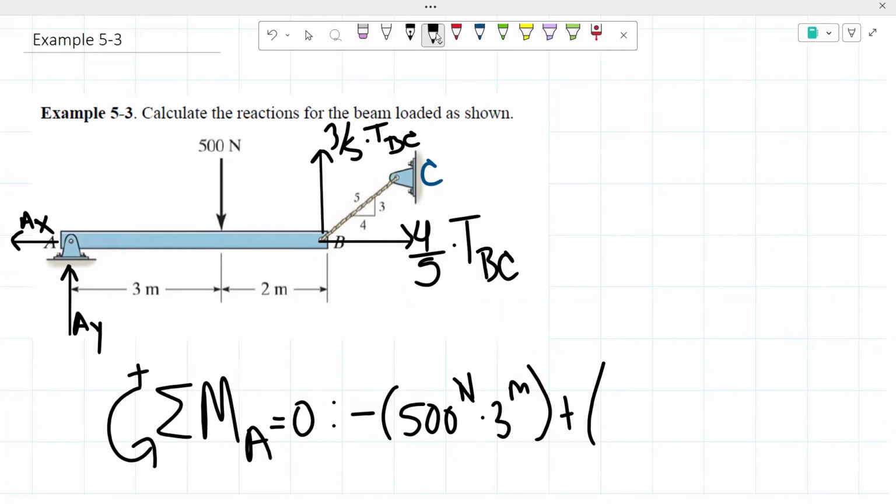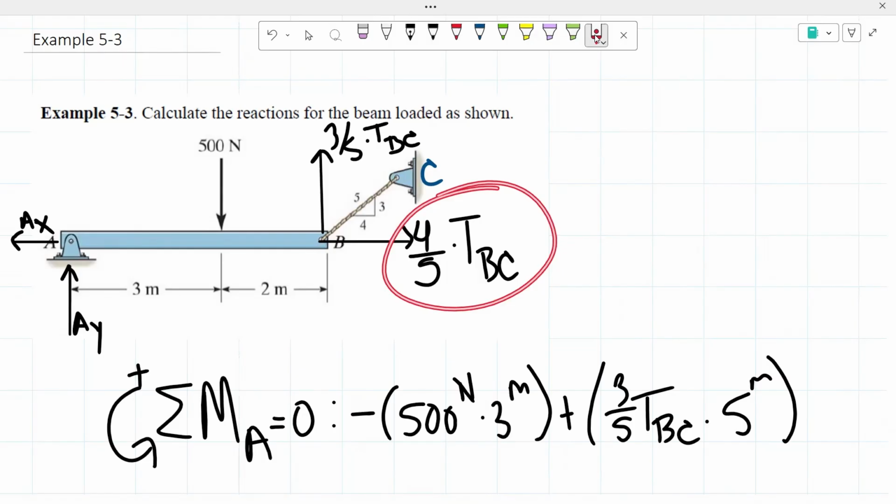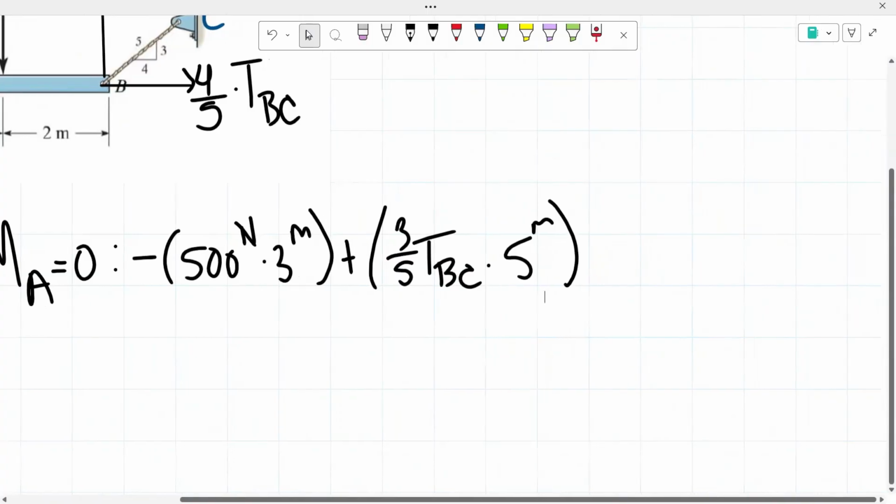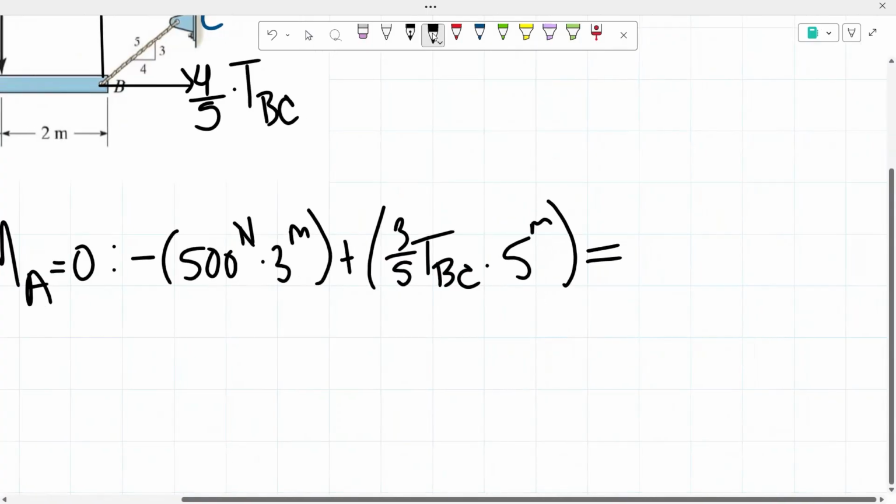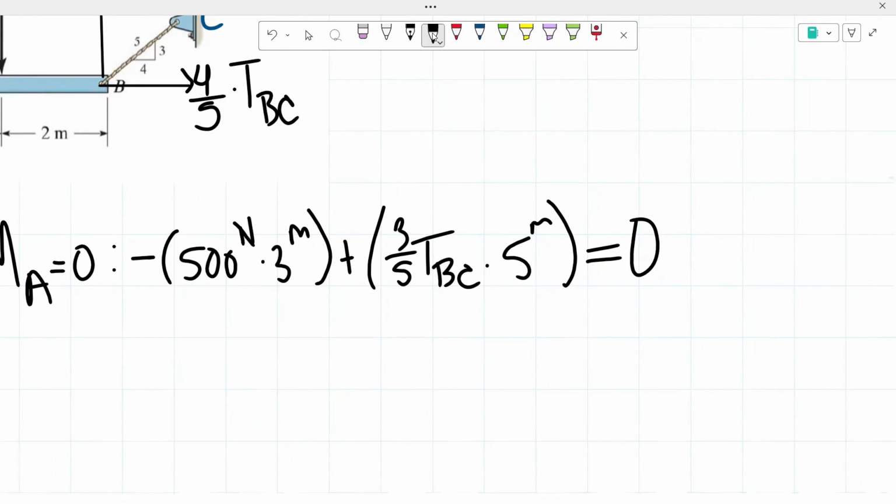From there, we have our 3/5 TBC. We know that's going to be creating a counterclockwise moment since it's to the right acting upwards. So that's going to be a positive moment. So our force is 3/5 the tension of BC. The distance is 5 meters. And then from there, the 4/5 times the tension of BC will not be creating a moment. So these are all the forces that are creating a moment about point A.